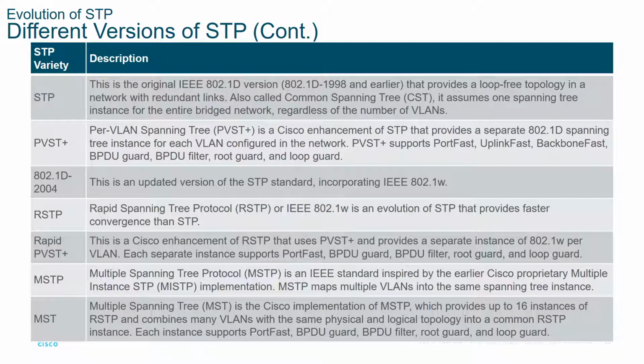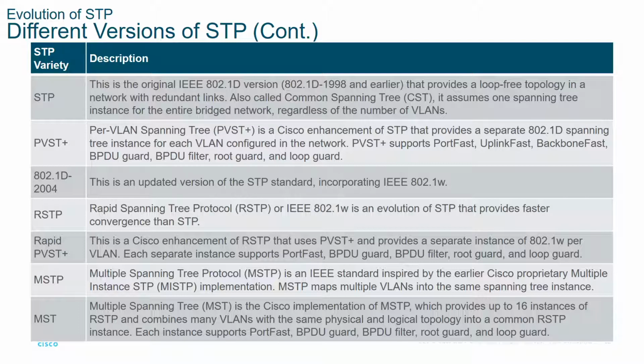So 802.1D 2004 is the updated version of the spanning tree protocol, which incorporates IEEE's 802.1w standard within it. You don't need to know too much about that. I mean, you can go and look these up if you really want to get to the granularity. So Rapid Spanning Tree Protocol, RSTP, which is 802.1w, is essentially an evolution of Spanning Tree Protocol that provides faster convergence than Spanning Tree Protocol could do. So it's rapid because it converges a lot faster.